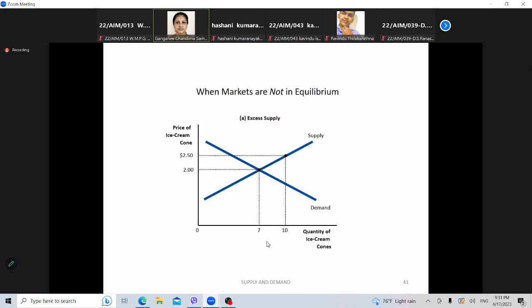When the price increases, quantity supplied increases, but quantity demanded decreases. You can understand the diagram clearly. See here, quantity demanded and quantity supplied, how both change with the change of the price. When price increases, quantity supplied also increases. When price increases, quantity demanded decreases. Okay, so these are the two basic points you should remember.